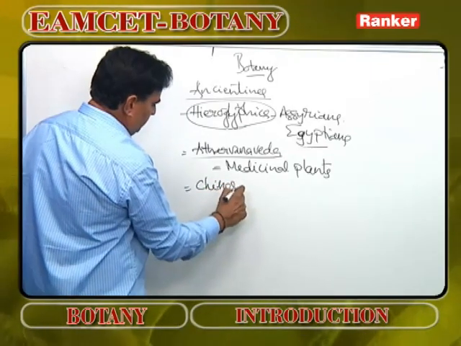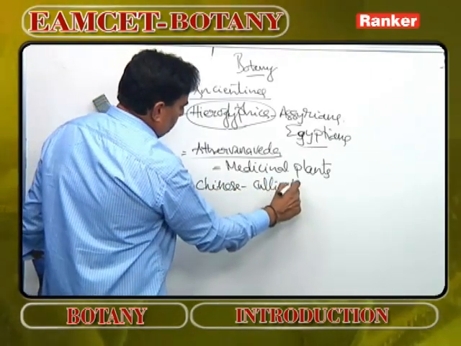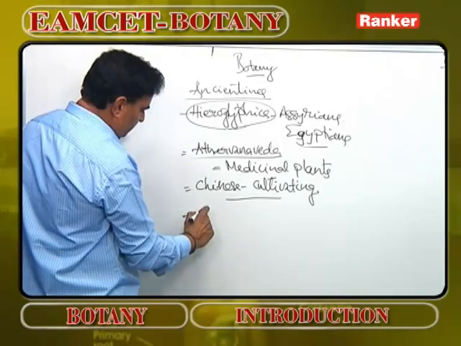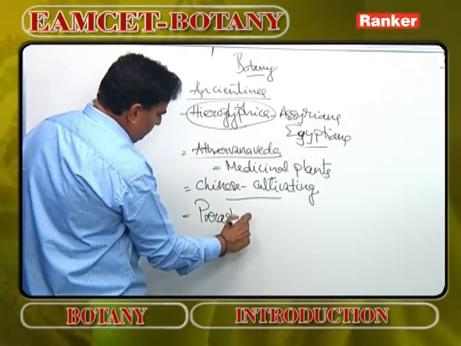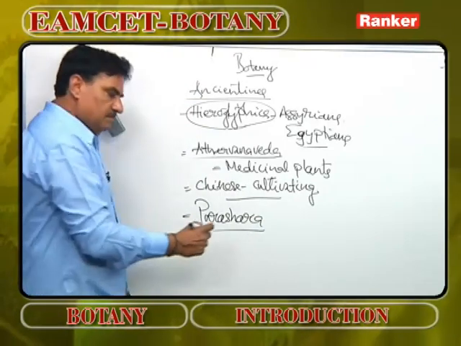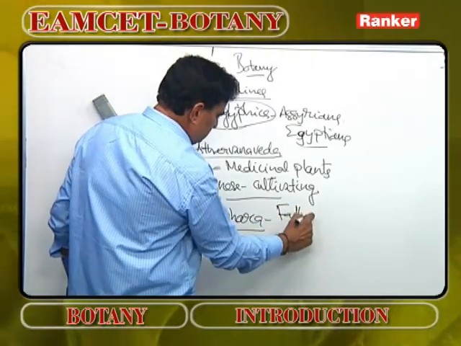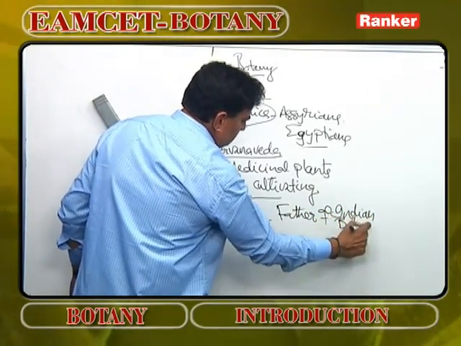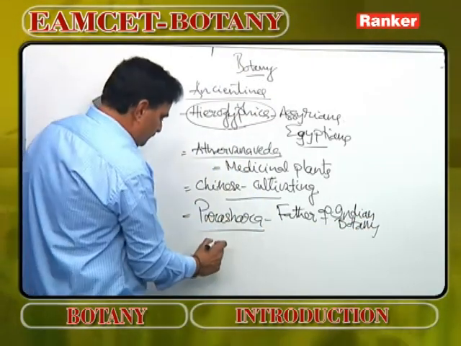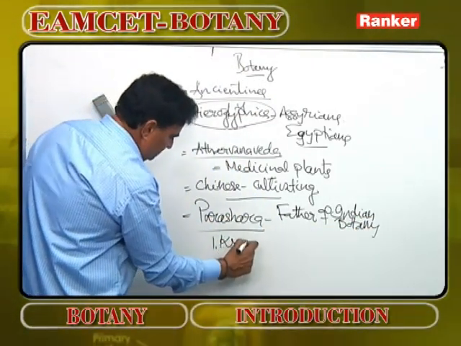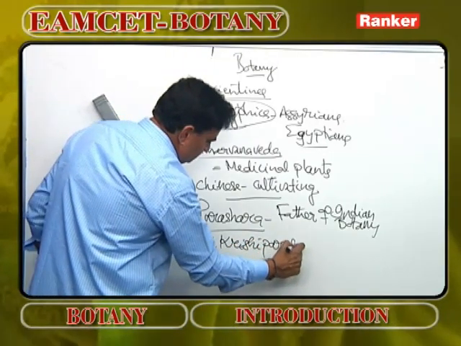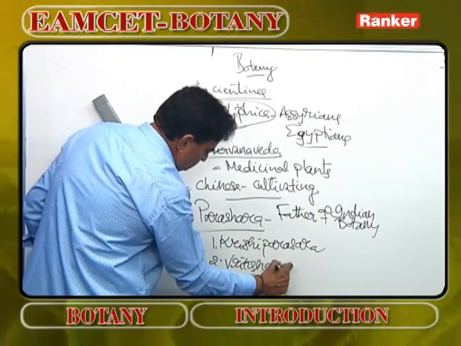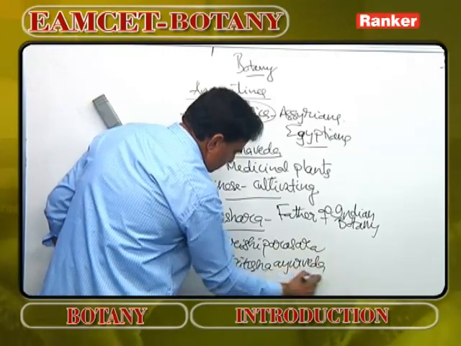Chinese are the people who proposed several cultivating methods. A very famous scientist, a very famous man by the name Parashara, was popularly regarded as the father of Indian botany. He wrote two popular books. One is Krishi Parashara, the other is Vriksha Ayurveda.